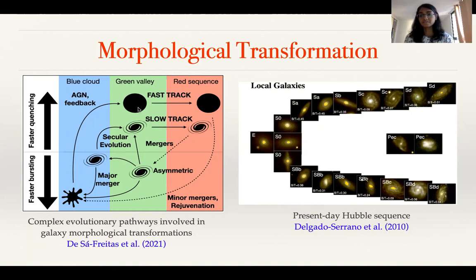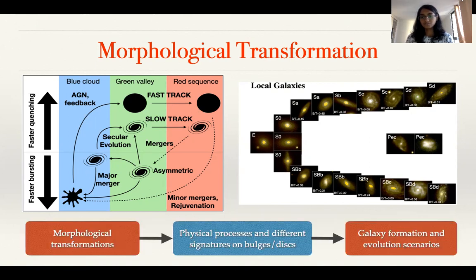Additionally, environmental effects like ram pressure stripping and harassment can strip away the gaseous fuel needed for star formation in the galaxy, leading to its passive evolution. All these complex evolutionary pathways lead to different morphological endpoints in the Hubble sequence. These processes leave behind different signatures on the galaxy components like the bulge and the disk.